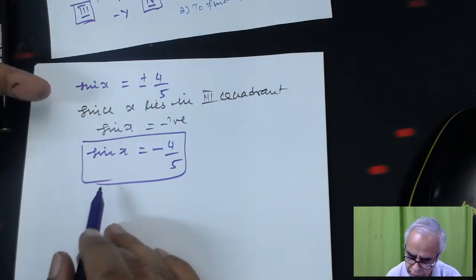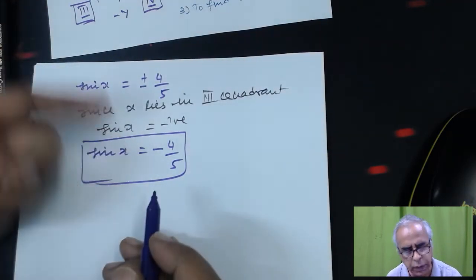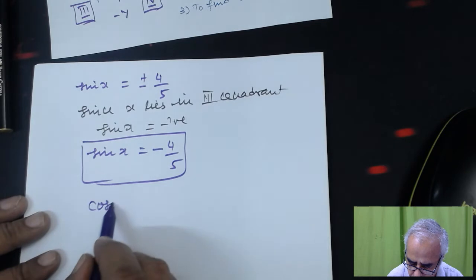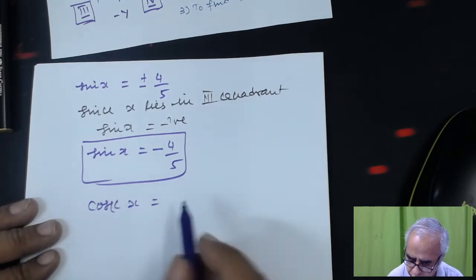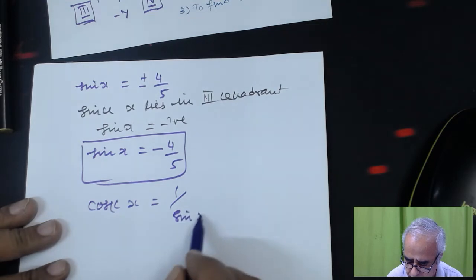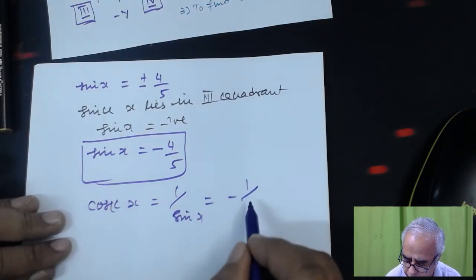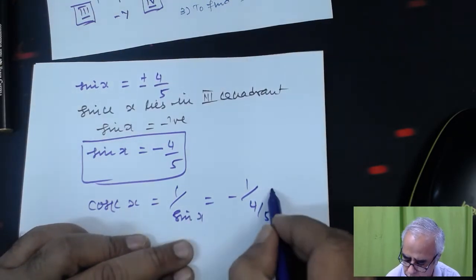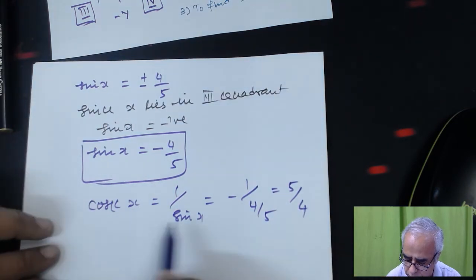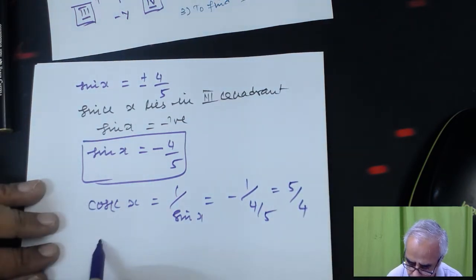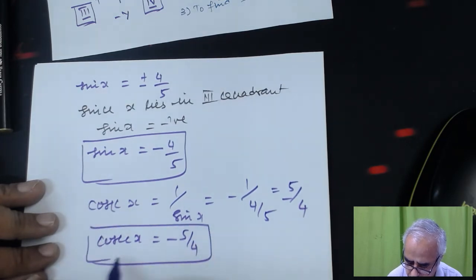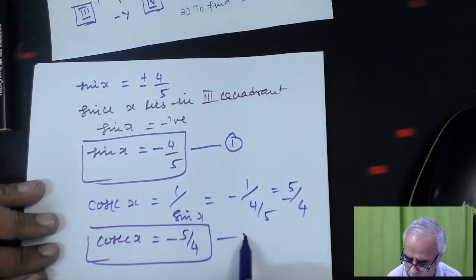And similarly, if sin x is minus 4 by 5, immediately you can work out the reciprocal for cosecant x. So can anyone tell me what cosecant x is? It is nothing but 1 by sin x, is it not? So you can put minus 1 by 4 by 5, which is 5 by 4. So cosecant x is equal to minus 5 by 4. Got it? So this is the first answer, and this is the second answer.